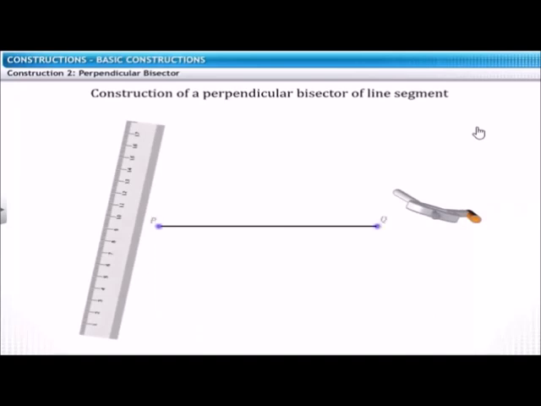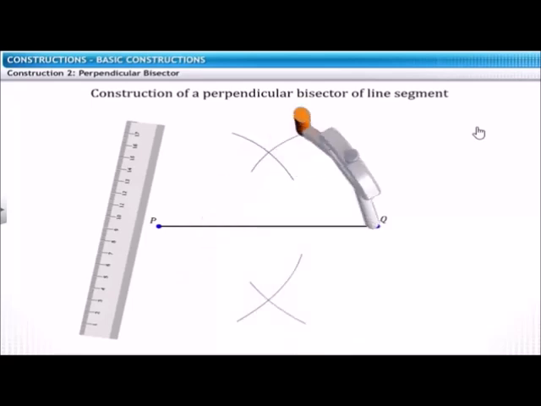Here, another line segment PQ is given. We do not know its length. Taking point P as the center, mark arcs of any radius on both sides of the line segment PQ. Similarly, taking Q as the center, with the same radius, draw arcs on both sides of the line segment PQ. These arcs intersect the two arcs drawn from point P. 2 points are obtained from the intersection of these arcs. Name these points R and S.